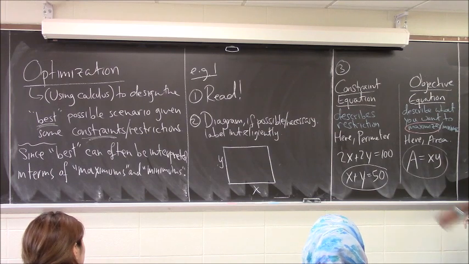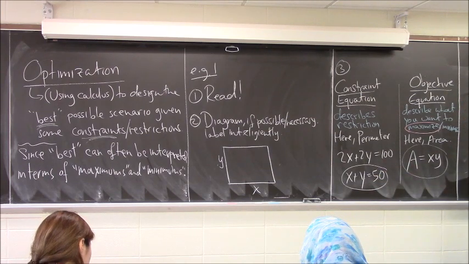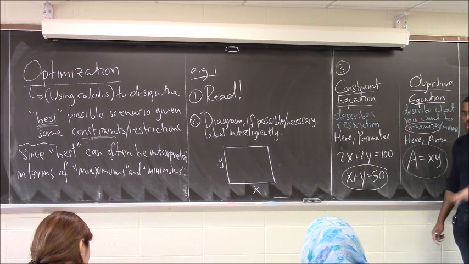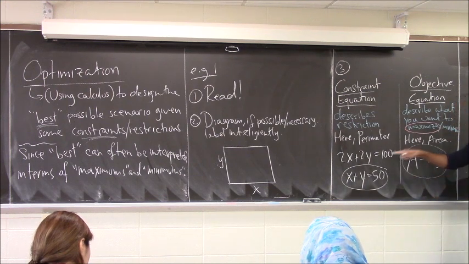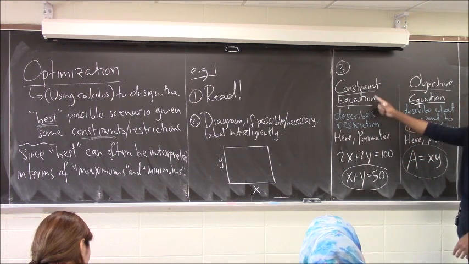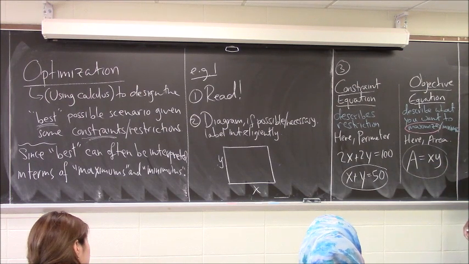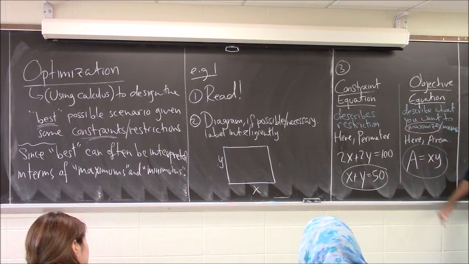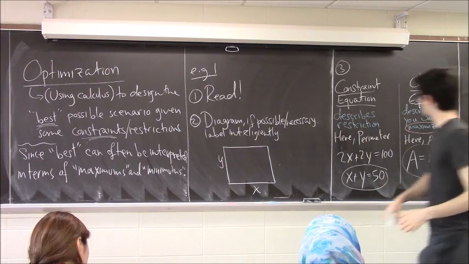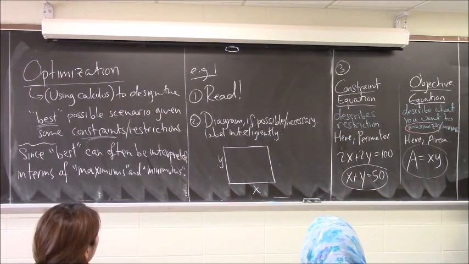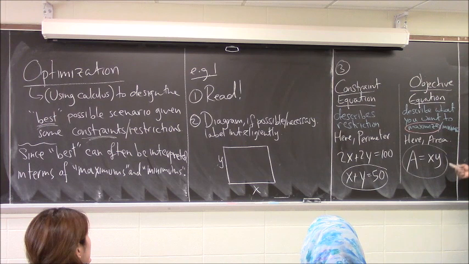So you have two equations. One describes your restriction. That's going to be the thing where they tell you the value. This is the value. This is how much fencing we have. That's it. You have no choice. That's your constraint. Then you're going to have the thing that you want to optimize under these constraints. In this case, it's area. So what we really care about is this function over here.